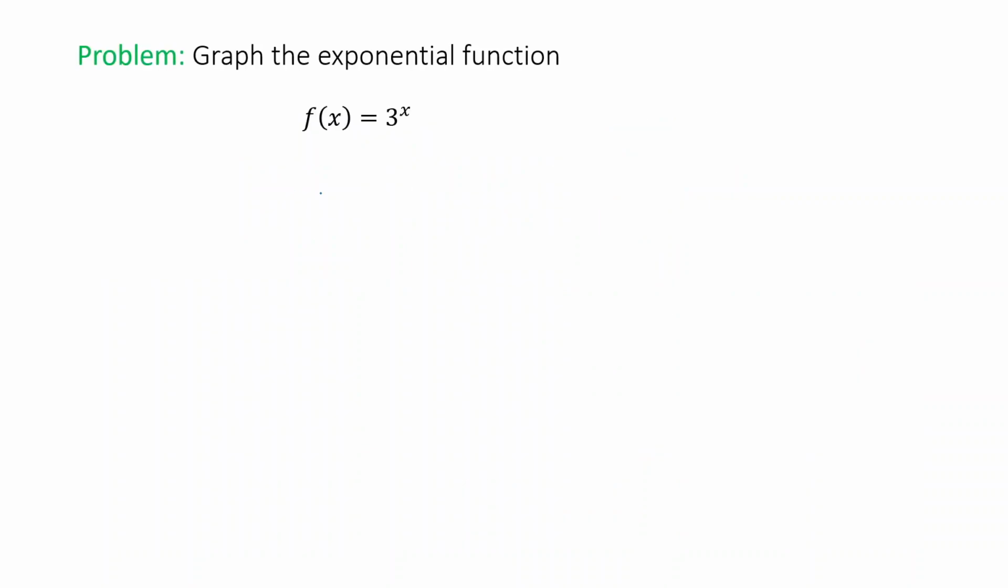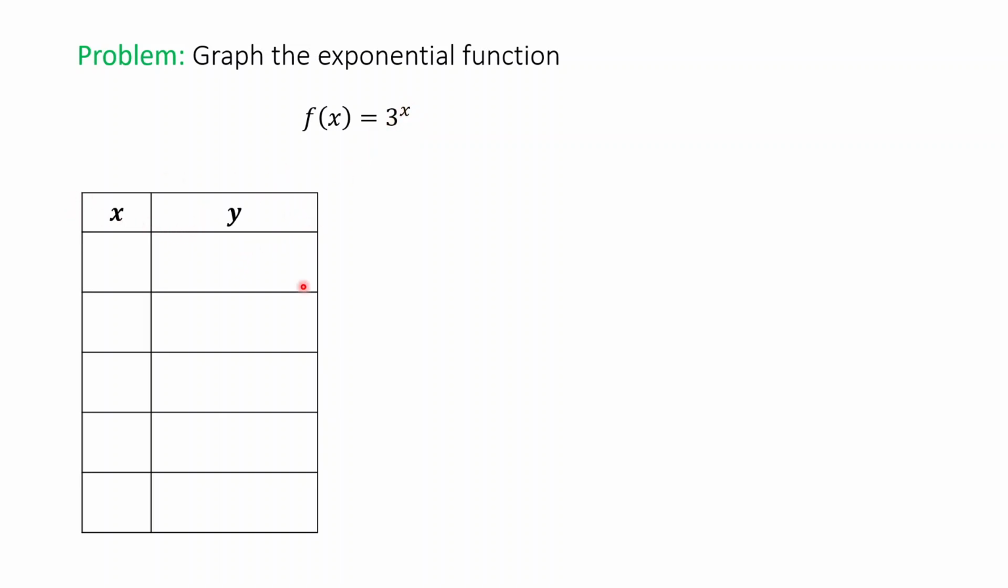I'm going to draw the graph of this exponential function 3 to the power x. To draw the graph, you need to make a table. For the x values, take 0 as one of the values and take two numbers before 0. You can take -1, -2 and two numbers after 0. You can take 1 and 2.